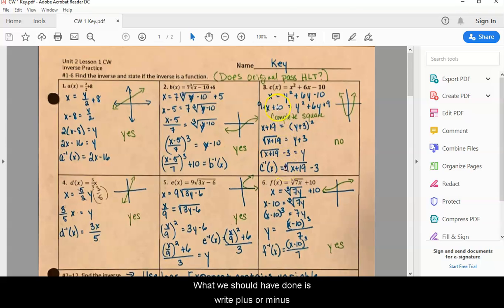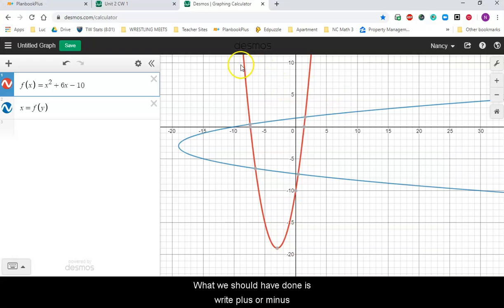why. When I go and graph this quadratic on Desmos, and then I graph its inverse, you see the red is the original and the blue is the inverse. And as you can see, it's a parabola, and it's not a function, but it's still this parabola that is the inverse, and they do reflect over the y equals x function.